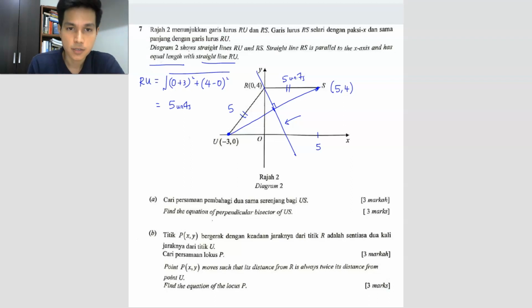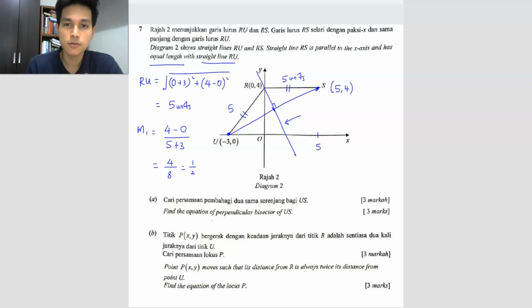gradient of US. So gradient of US, let's write here gradient. I use that as gradient 1. So gradient of US is going to be 4 minus 0 over 5 minus negative 3, so plus 3. So 4 over 8, or in other words 1 over 2. Okay, so now you have already found the gradient of US.